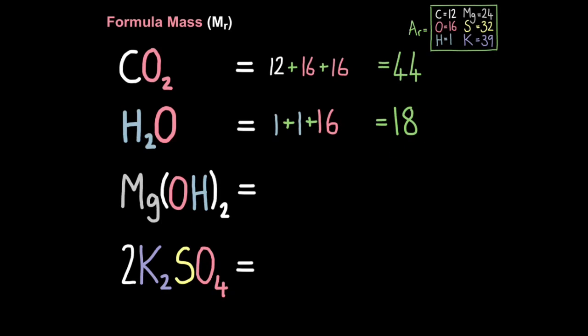Next, we have magnesium hydroxide. Notice that we have brackets here and a 2 there. That means everything inside the brackets must be doubled, but not the magnesium, because that's not inside the brackets. So we have 24 for magnesium, then we have 16 plus 16 for the oxygen but doubled, so 2 oxygens, and 1 plus 1 for the hydrogen but doubled, and that gives you a formula mass of 58. And finally, we have 2 molecules of potassium sulfate.